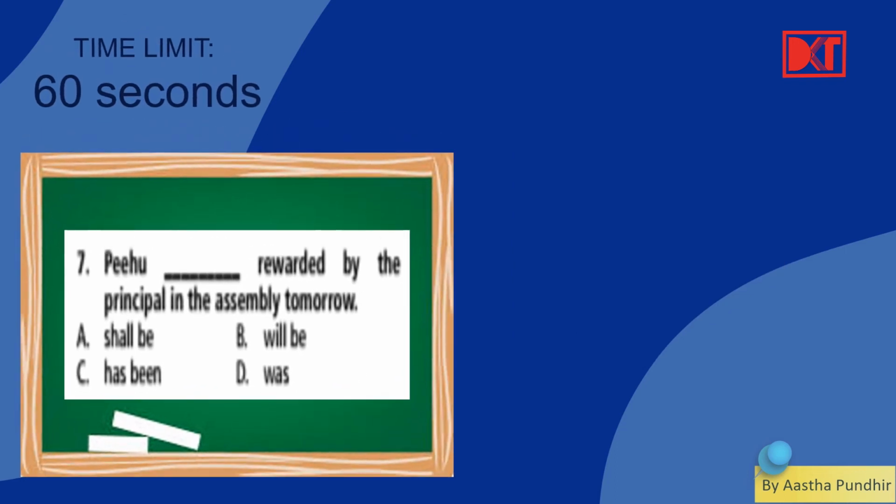Okay, next: Pihu dash rewarded by the principal in the assembly tomorrow. Now here you see rewarded. First of all, it is the V3 form which is already given. So that is fine. Now the other thing you see is tomorrow. Tomorrow means that we're talking about the future. So accordingly, the correct answer is B. Pihu will be rewarded by the principal in the assembly tomorrow.